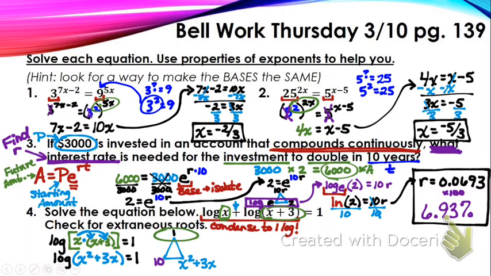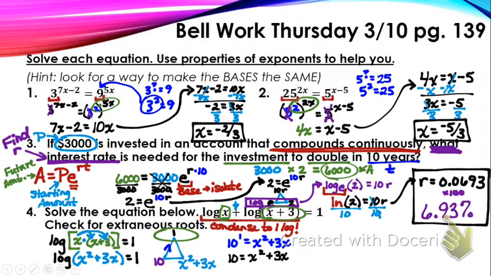1. So I'm going to rewrite this as an exponential problem. I have 10 to the first power is equal to x squared plus 3x. What is 10 to the first power? Just 10. So 10 equals x squared plus 3x.